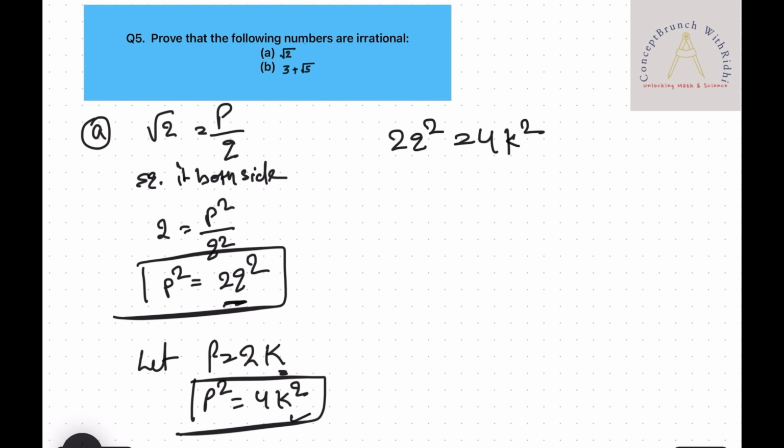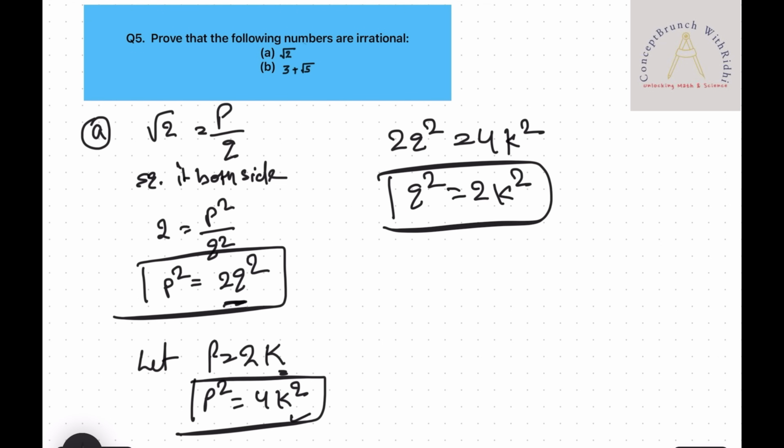So from here we can write q square equals 2k square. Analyze the equation: q square equals 2k square. That implies that q square is even, which means q must also be even. From the above steps, we have shown that both p and q are even. This contradicts our original assumption that p and q have no common factor other than 1, that is, p and q are in simplest form.